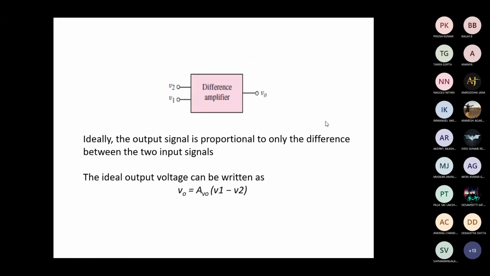So this is a very basic block diagram for a differential amplifier. We have two inputs, V1 and V2, and this is the output V0. So output V0 will be A, the gain of the amplifier, multiplied by the difference of the two inputs, V1 and V2. So the ideal output voltage is V0 equal to the gain multiplied with the difference of the two input signals.